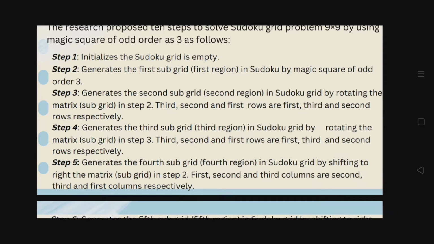And then step 3 generates the second subgrid or second region in the Sudoku grid by rotating the matrix or subgrid in step 2. So the third, second, and first rows are first, third, and second rows respectively. And then step 4 generates a third subgrid or third region in the Sudoku grid by rotating the matrix or subgrid in step 3. Third, second, and first rows are first, third, and second rows respectively.